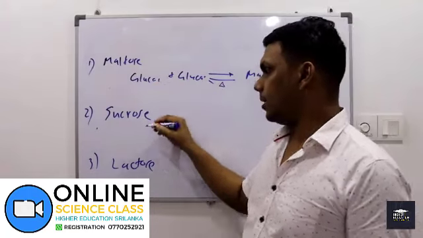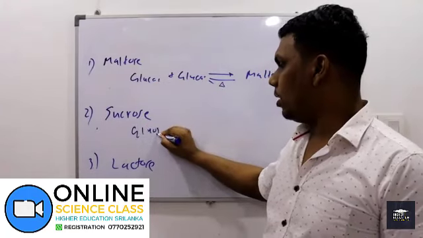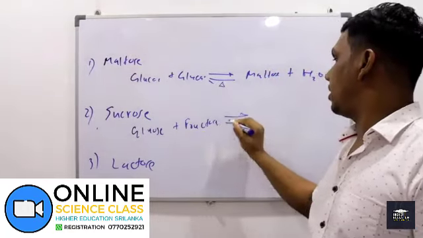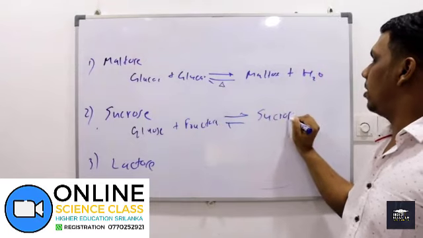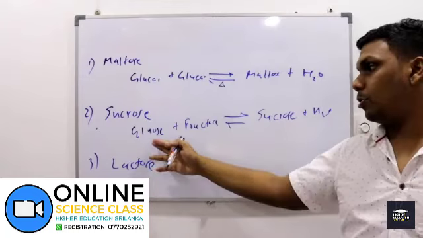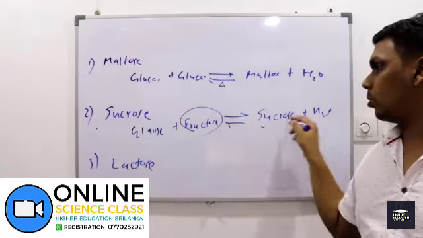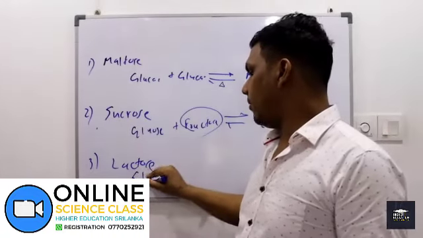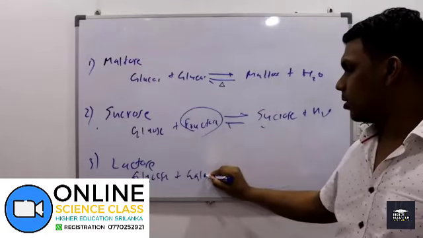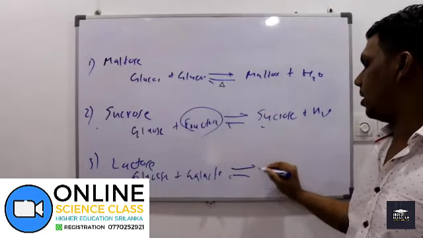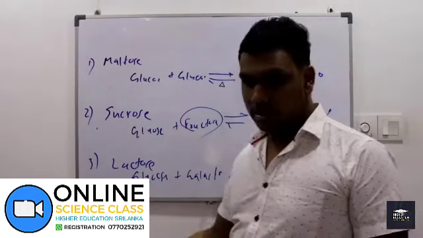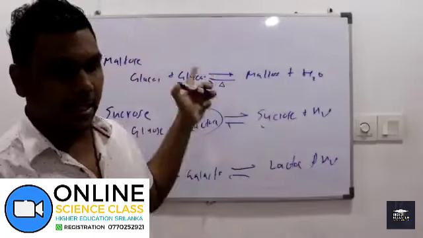Next, when we have a glucose molecule with a fructose molecule, we can make a sucrose molecule plus water, H2O, the second one. When you have a glucose molecule along with the fructose molecule, we can make sucrose and water. And then the third one, when we have a glucose molecule together with the galactose molecule, we can make lactose plus water, H2O. It goes in the other way as well, just like the top two equations.